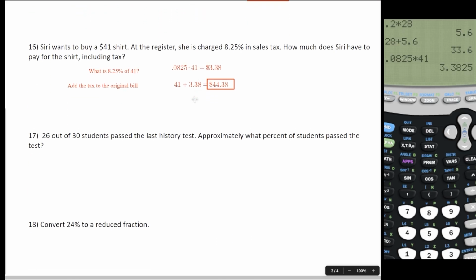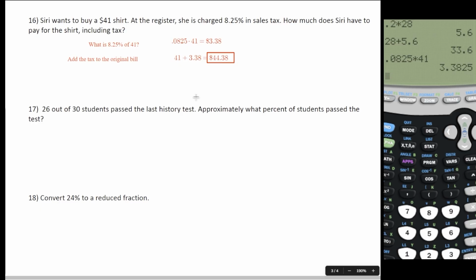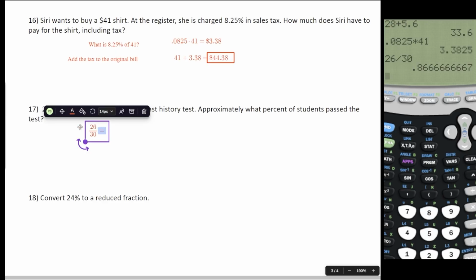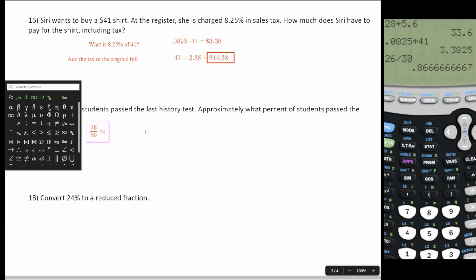Number 17 says 26 out of 30 students passed the last history test. Approximately what percent of the students passed the test? So what we need to do is convert 26 out of 30 to a percent. And so first we'll convert it to a decimal. 26 divided by 30 is going to be, I'll actually say instead of equals, since we have this repeating decimal, approximately equal to 0.87, or even 0.867. I don't really care if you go 2 or 3 decimals out. Actually, I think I did 2 decimals before, so maybe I should stay consistent here and just do 0.87.